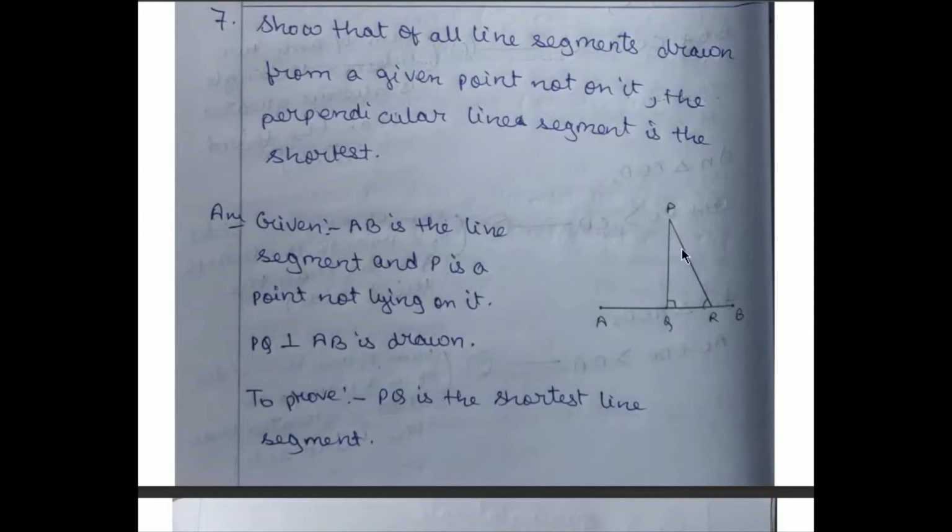One more line is drawn, either right side or left side, anywhere you can draw. Say PR is another line which is connected from P and R point taken on the line AB. With the help of this I have to prove PQ is the shortest line segment. You know that perpendicular will always be the shortest line segment, but we are going to prove it.